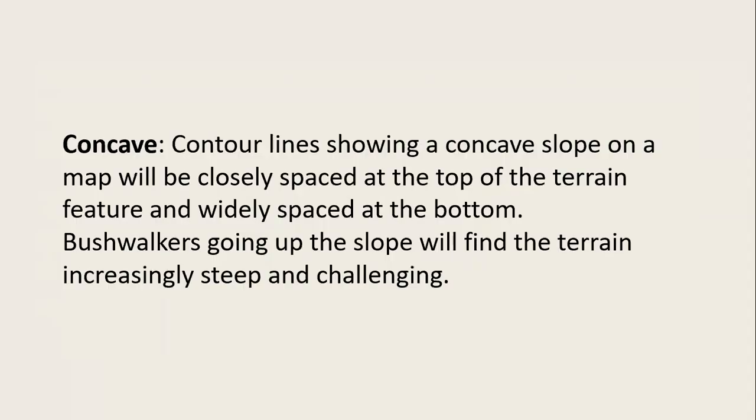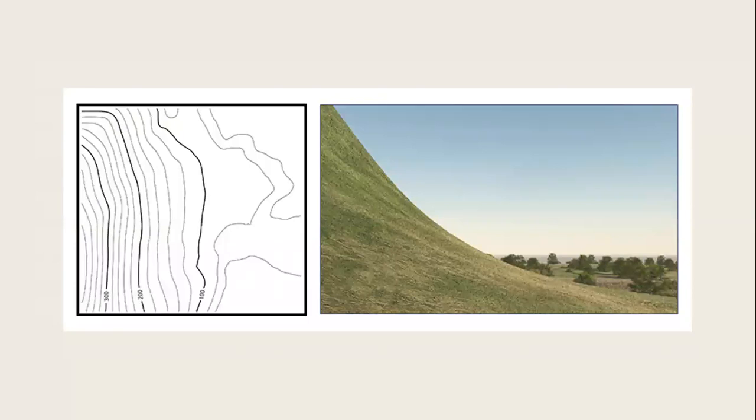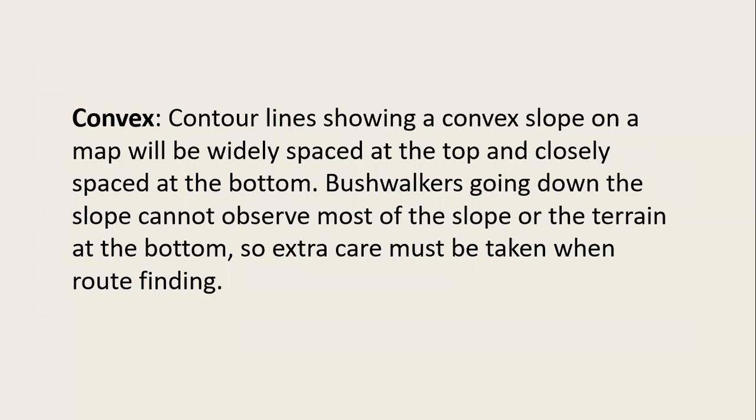And next one is concave. Contour lines showing a concave slope on a map will be closely spaced at the top of the terrain feature and widely spaced at the bottom. Bushwalkers going up the slope will find the terrain increasingly steep and challenging. Just giving an example. See, it is the concave slope.